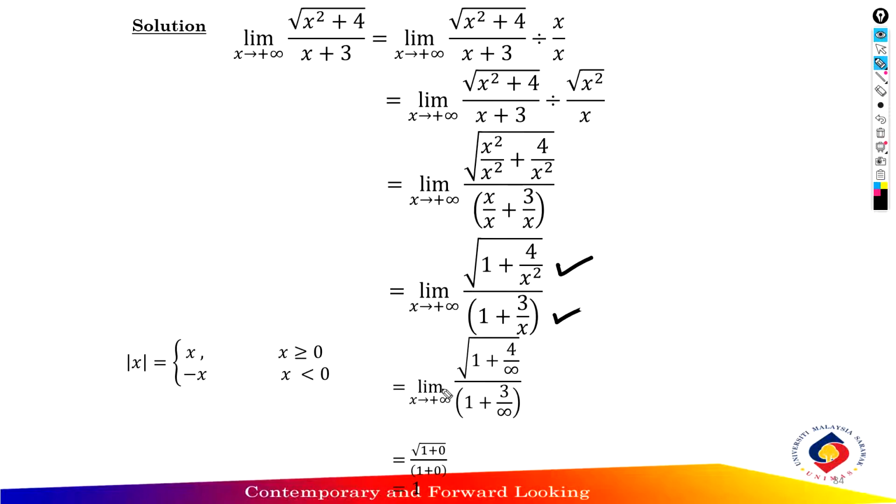So here you substitute infinity into the function. So we get √(1 + 4 over infinity squared), putting the power of 2 here, and the denominator is 1 plus 3 over infinity. The numerator then equals √(1 + 0), and the denominator equals 1 + 0. And the limit as x approaches positive infinity of f(x) equals positive 1.